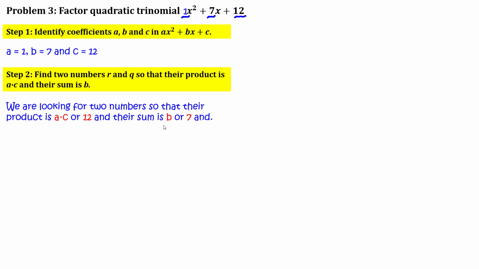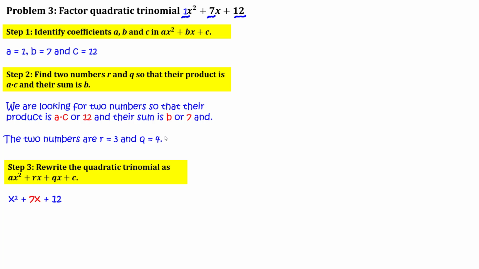Now, two numbers that multiply to 12 and add up to 7 are 4 and 3. So the two numbers are r equals 3 and q equals 4. You can put them in whatever order. So the next thing I'm going to do is I'm going to take x squared plus 7x plus 12 and write it as x squared plus 3x plus 4x.